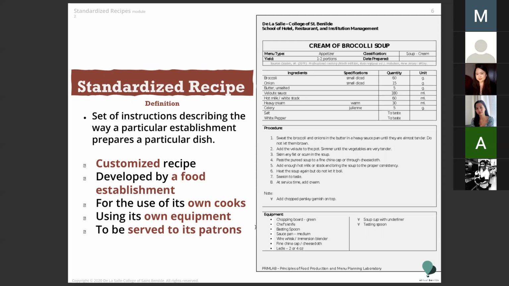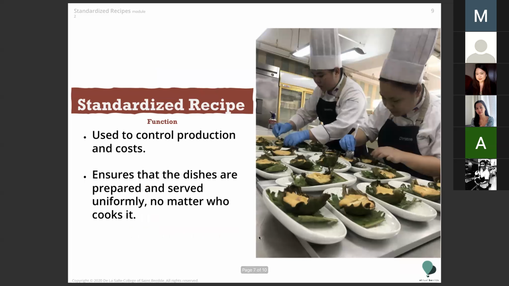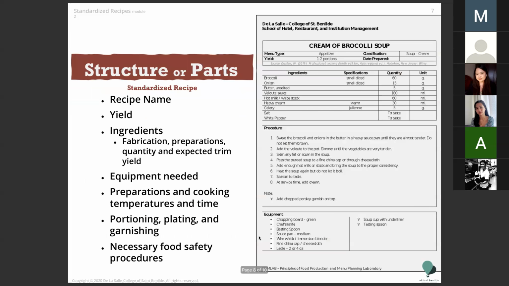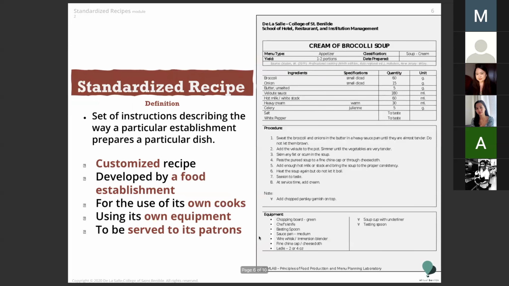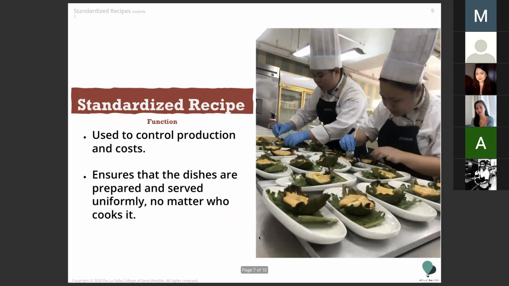If you look at the format here, you will see that it's very organized, right? Let's discuss this recipe. I'll discuss the structure in a while.